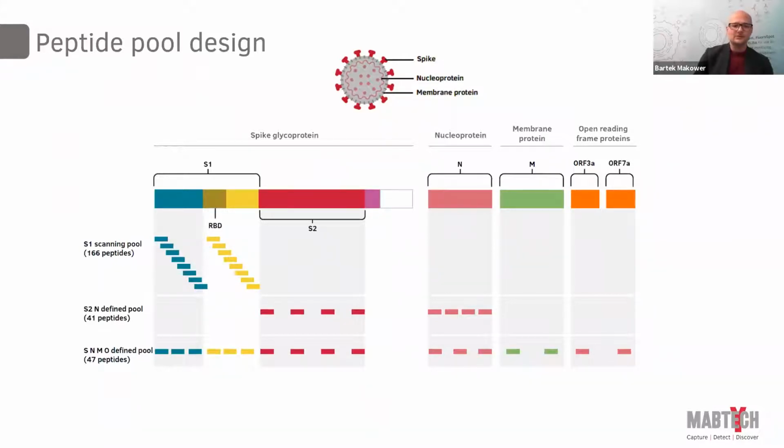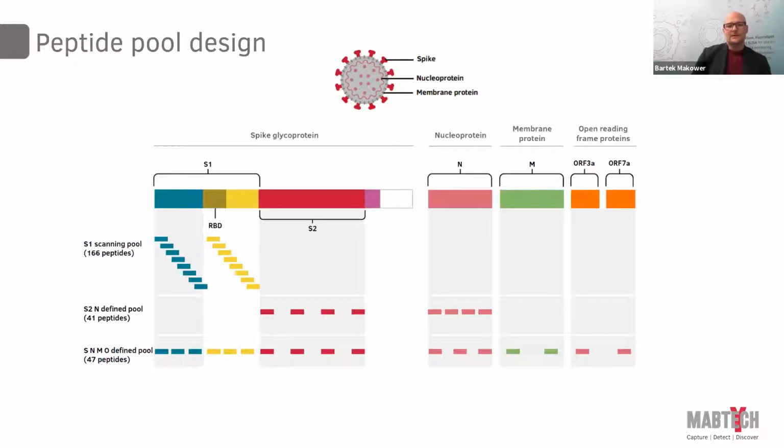So that means that you take a protein and then you design peptides which are 15 amino acids in length, and they overlap by 11, and then they cover the whole, in this case, S1 domain of the spike. This will give you access to most possible epitopes and HLA types. So it's a good method.